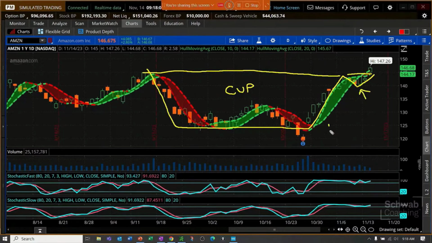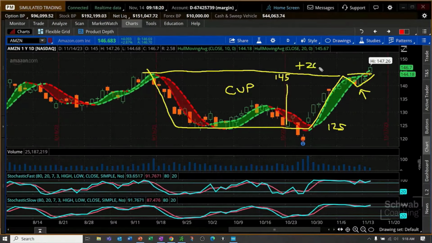If we look at this base, let's just say it's 125, and let's just say the area of resistance is about 145. That gives us about $20 from resistance down to the base. So if we add $20 as a potential upside gain, that's really going to be about 165.